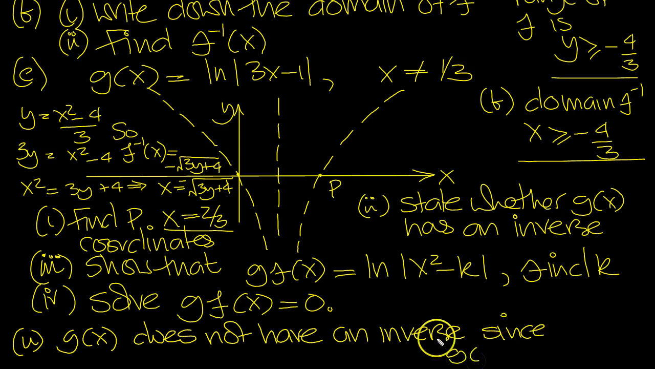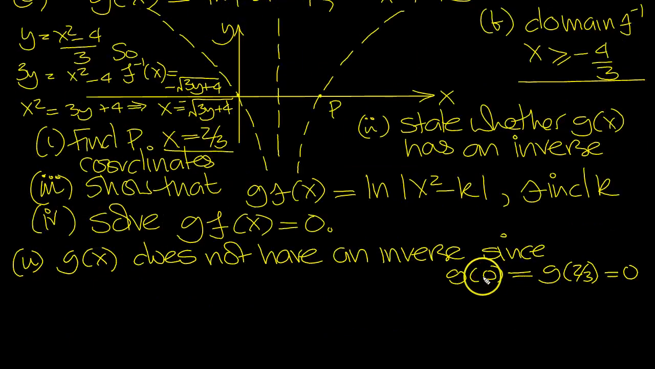g of 0, when you put 0 in, you get log of modulus of minus 1, which is log 1, equals g of, when the x was the value 2/3 here, and they both equal 0, don't they? So it's not suitable for an inverse because these two values map onto this one range value. Okay, that's part 2.